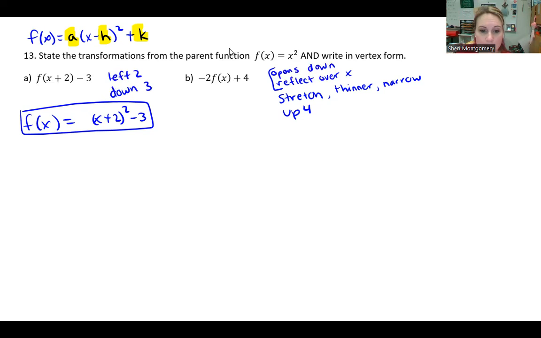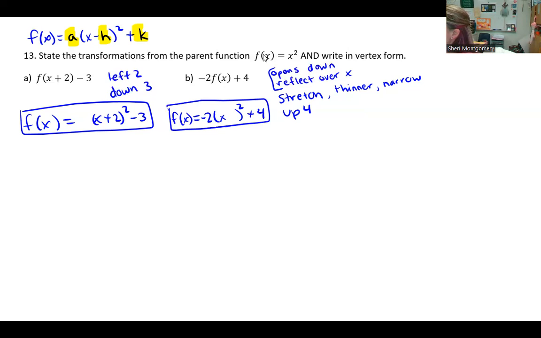This one, I'm going to set it up the same way. I'm going to have f of x equals, some parentheses, squared. What do I see in front of the parentheses? I see a -2. That's what I'm going to put. -2. What do I see in parentheses? Just an x. So I leave it as just x. After the parentheses, I see +4. So I'll put +4. That's it. Do not overcomplicate it. Do not switch anything. It is exactly the way you see it.